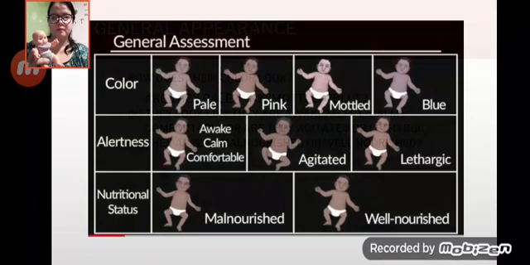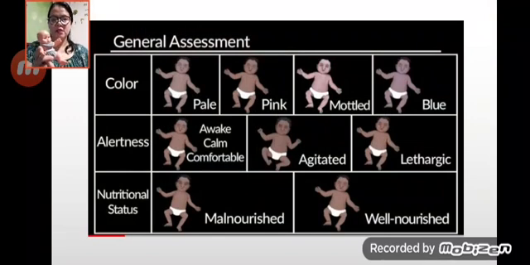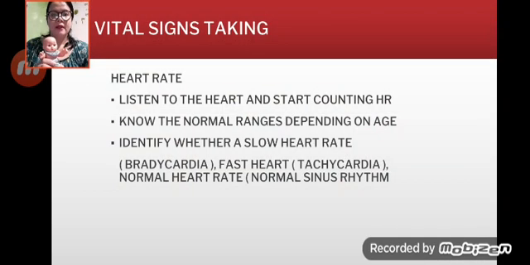child. So in doing the general assessment, of course, you need again to check for the color, if it's pale, pink, or mottled, and of course if it's blue. And check for the alertness. Is she awake, calm, or comfortable, agitated and lethargic, and again for the nutritional status. Then, you need to check as well the vital signs.